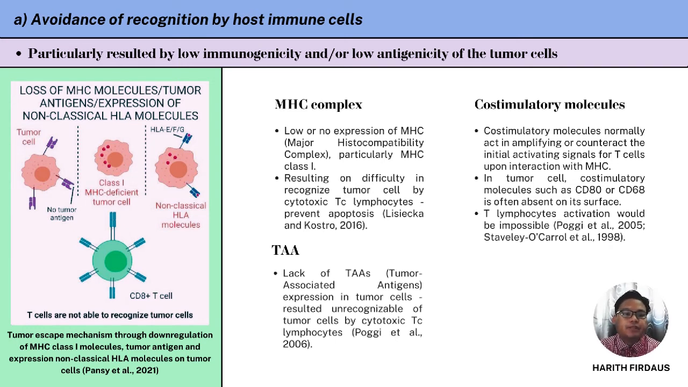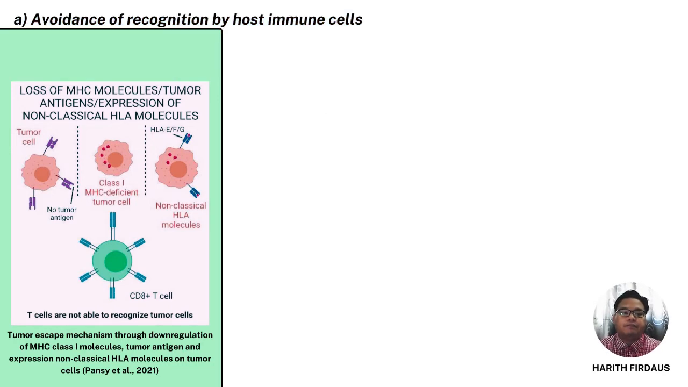producing immune response. Besides, costimulatory molecules are a heterogeneous group of cell surface molecules that act to amplify or counteract the initial activating signals provided to T cells from the T cell receptor following its interaction with an antigen on an MHC, thereby influencing T cell differentiation and fate. However, costimulatory molecules such as CD80 or CD86 are often absent from the surface of tumor cells, which makes activation of T cell lymphocytes impossible.